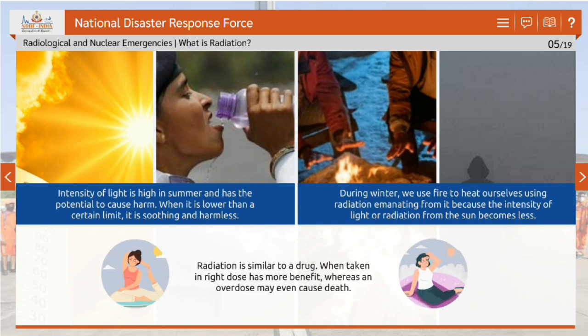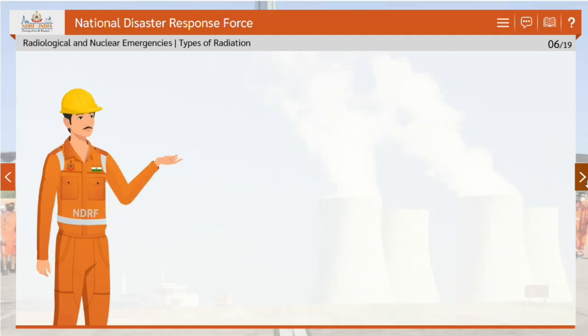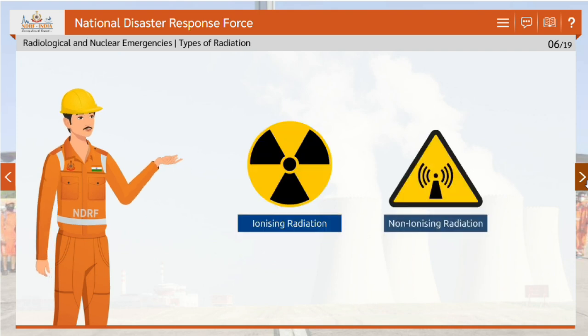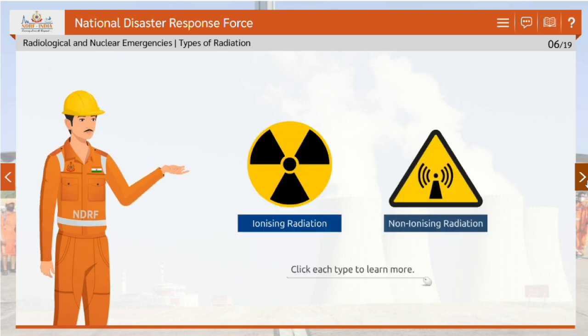Therefore, radiation is similar to a drug that when taken in the right dose has more benefit than harm caused by it, whereas an overdose may even cause death. Radiation can be either ionizing or non-ionizing in nature. Click each type to learn more.